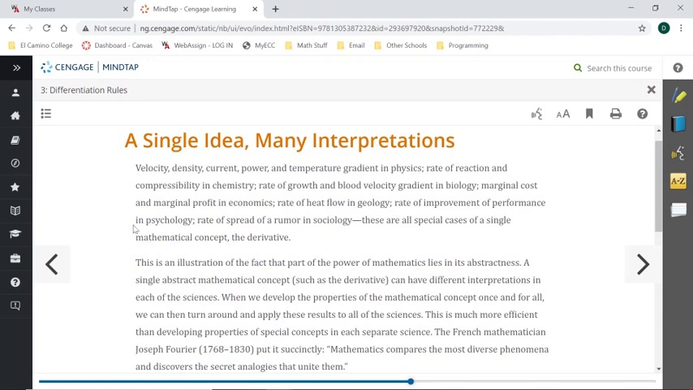These are all special cases of a single mathematical concept, the derivative. And this is an illustration of the fact that part of the power of mathematics lies in the abstractness of the math. If we were to just talk about this within the construct of graphs, of parabolas and polynomials, for instance, and only talk about it within the constraints of physics, we would lose sight of the bigger picture. There's a reason why we want to talk about the derivative as an abstract idea, and that is where it becomes more powerful, in that it can be applied in so many different fields.